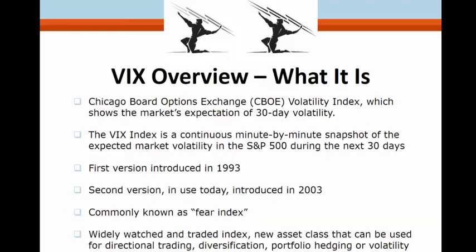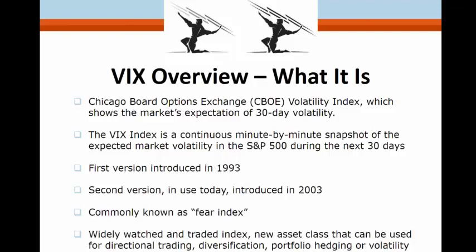So what is VIX? It's the Chicago Board Options Exchange Volatility Index. It shows the market's expectation of the 30-day volatility looking forward. This thing is updated minute by minute, and it tracks the S&P 500 options exchanges. It first came out in 1993. There's a second one that came out in 2003. That's the one that's still in use today.